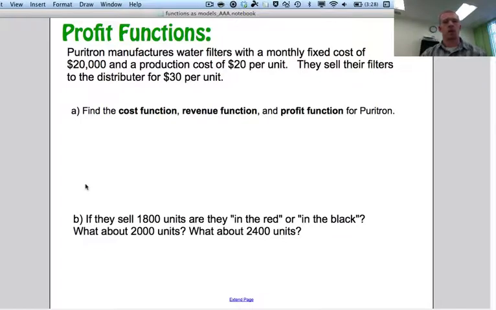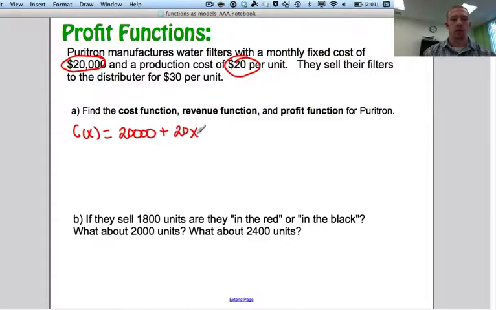Alright, so let's see a fairly generic profit function problem. The numbers aren't disguised too well here, just pick them out. The Puretron manufactures water filters at a monthly fixed cost of 20 grand, production cost of $20 per unit, and they sell their filters to the distributor for $30 per unit. So the cost function, C of x, is going to be what it costs in total. Their fixed cost is 20 grand, and then their variable cost is $20 per unit. So that's going to be 20,000 plus $20 per unit. That figures out their total cost.